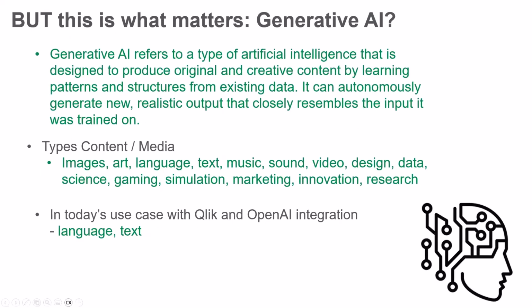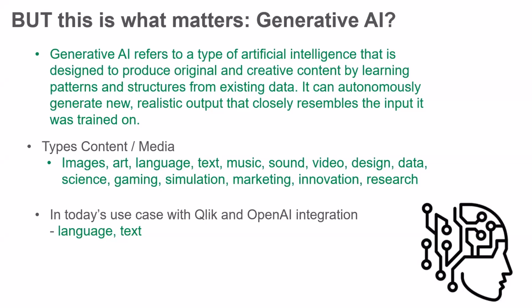What is generative AI? Generative AI is basically referring to a type of artificial intelligence that's designed to produce original and creative content. It learns patterns and structures from existing data that it's fed. It can autonomously generate new realistic output that closely resembles the input that it was trained on.